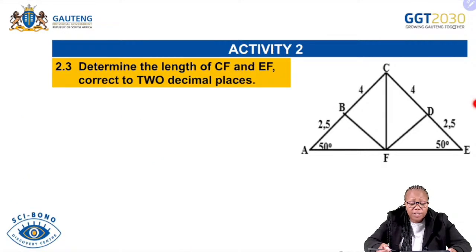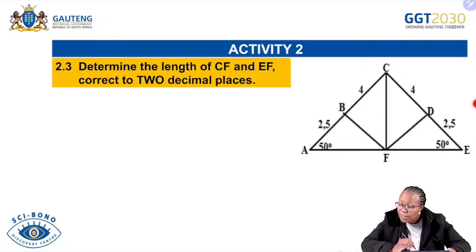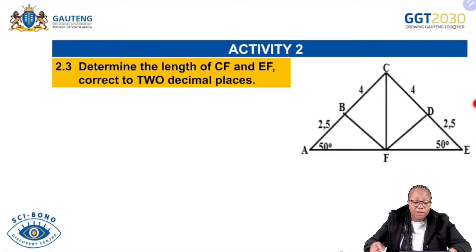And then activity number 2 now, grade 12. Look at 2.3 now. I am giving you 3 minutes to answer that. You are determining the length of CF and the length of EF. 5 minutes starting now.